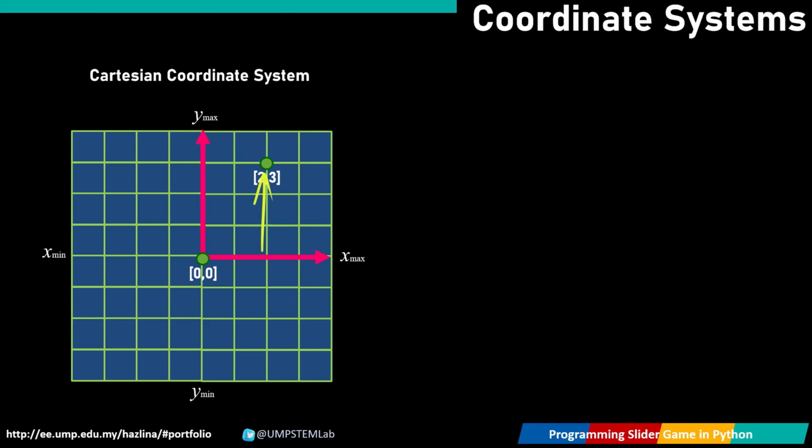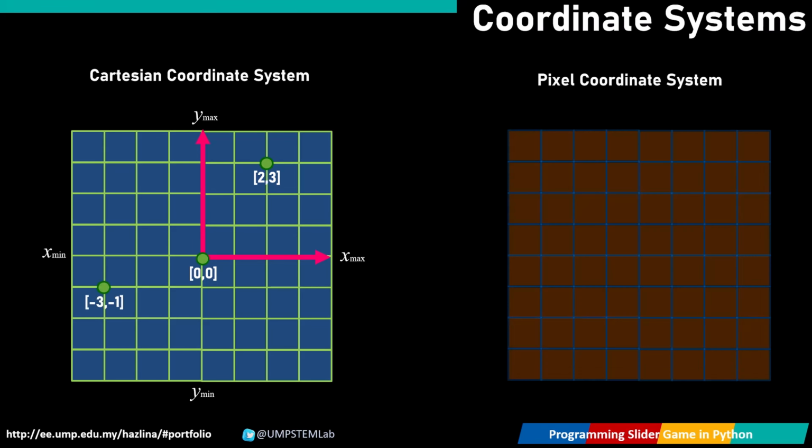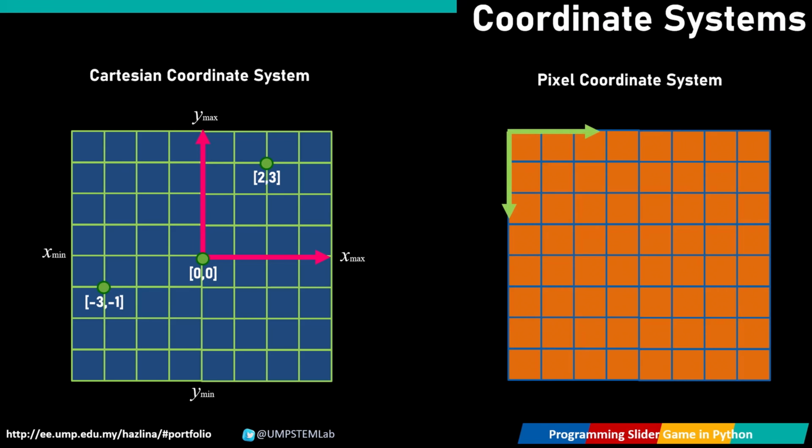Now, let's shift gears and dive into the world of pixel coordinates. In pixel coordinates, we are still plotting the same point 2, 3. However, instead of measuring distances in units, we are dealing with individual pixels. So, when we place our point at 2, 3, we are essentially saying that it's located at the second pixel from the left and the third pixel from the top.